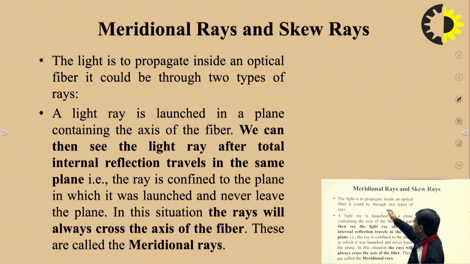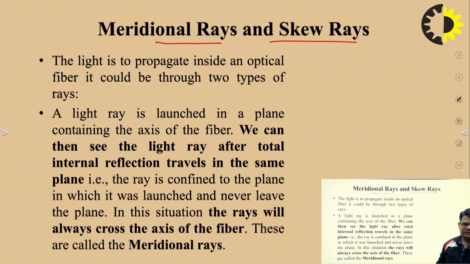So now, meridional ray and skew ray. Basically in the previous lecture we have studied that the light inside the optical fiber is propagating, and the principle used is total internal reflection. Now the light rays which are propagating inside the optical fiber can be classified into two major types. One type is known as the meridional ray, and the second type is known as the skew ray.